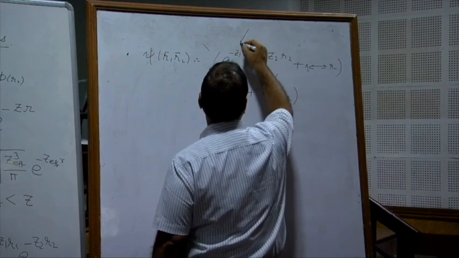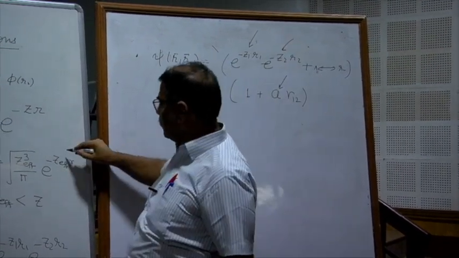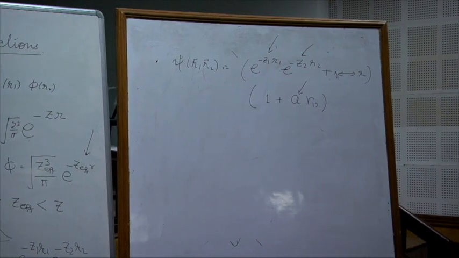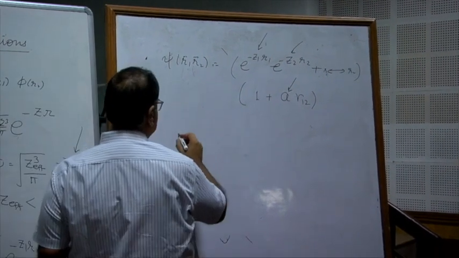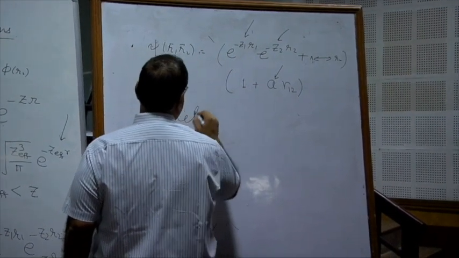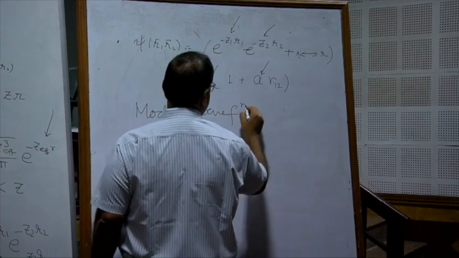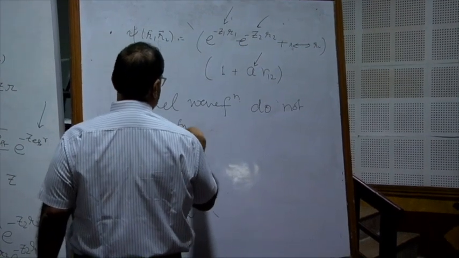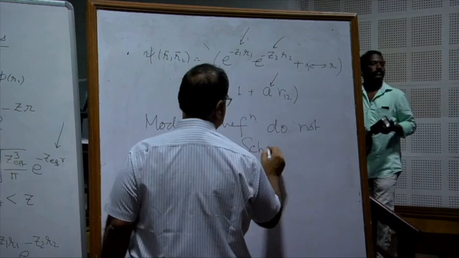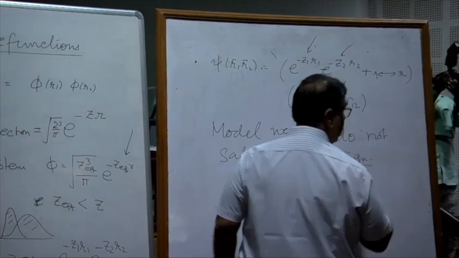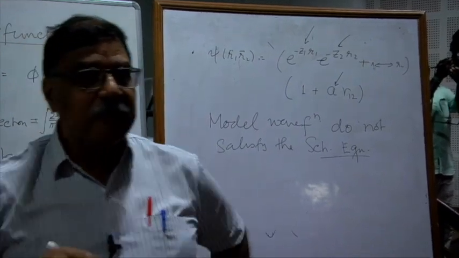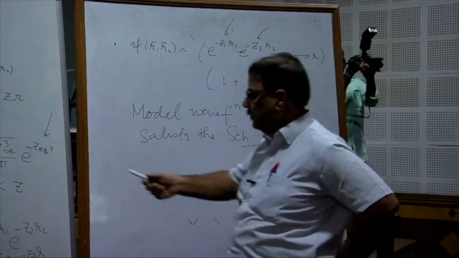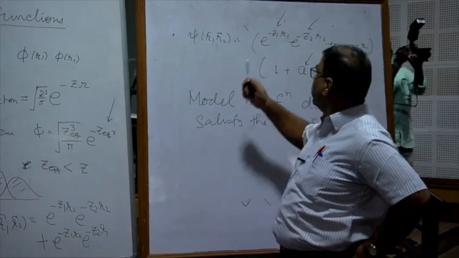Now, I have to fix these: A, Z1, Z2, or Z effective, and that has to be done from Schrodinger's equation. How do I do that? And remember, all these model wave functions do not satisfy the Schrodinger equation. Because these are my model wave functions, they do not. So I have to find a way of how to fit them, theoretically. So I have to find in this case Z effective, in this case Z1, Z2, in this case this A.